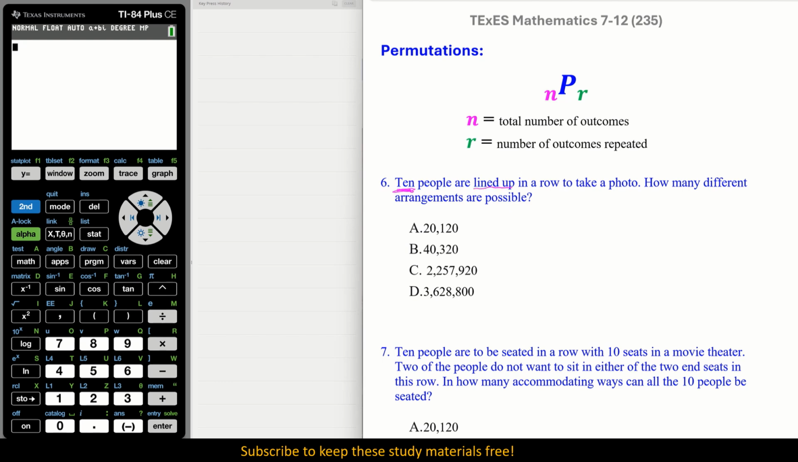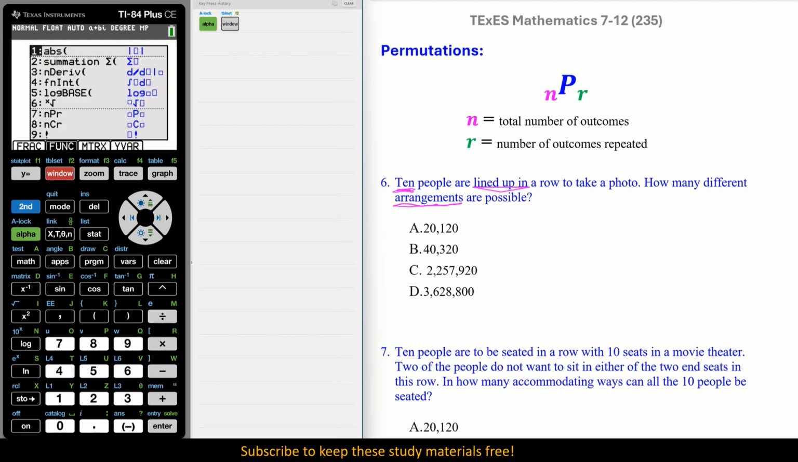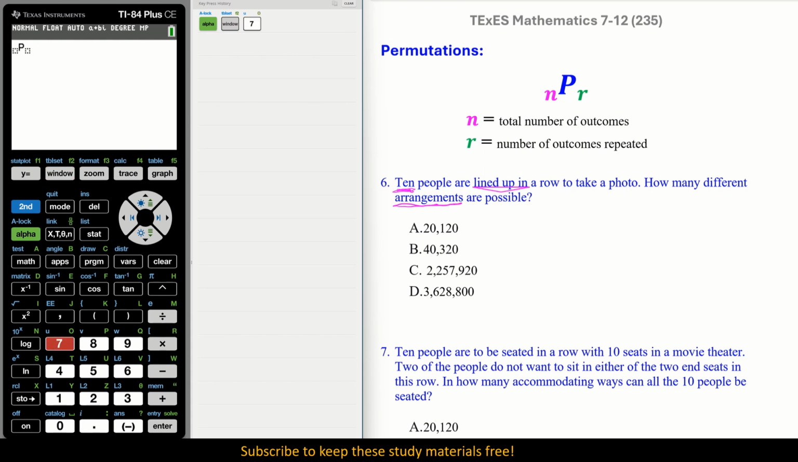Also, they are lining up, and we're talking about arrangements. People are distinct, meaning that we don't have a repeated person. Even if they were twins, they're still individuals. Once they are lined up, that position is taken and they are taken out of the situation. Therefore, we must have a permutation that says 10 out of 10. So this is what we do: we say alpha window and we want number 7, and that is 10 out of 10.